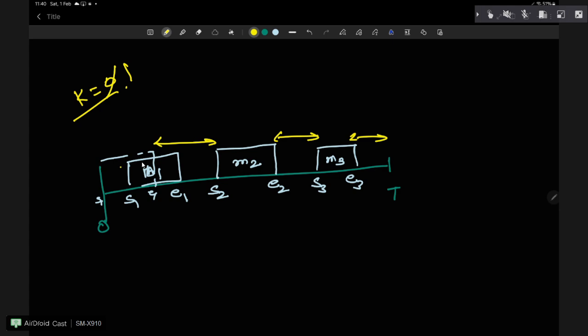Similarly, we can do the same for M2. Similarly, we can move M2, so we can move M2 just after M1. It could start from here, then the answer could be this block or this block or this block.